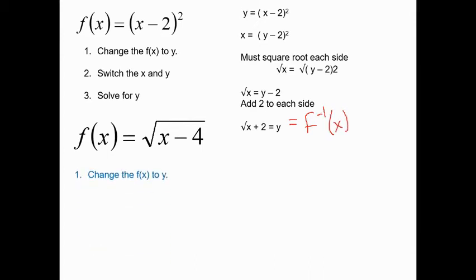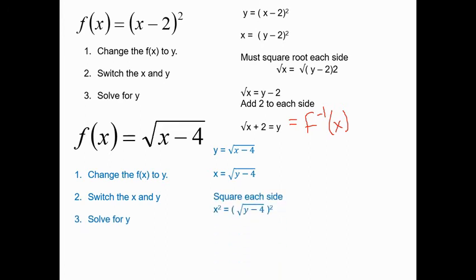Let's take a look at our last example. Again, we're going to change the f of x to y, so y is equal to the square root of x minus 4. We're going to switch the x and the y. So now x is equal to square root of y minus 4. I'm going to solve for y. We're going to square each side. So we get x squared is equal to y minus 4, and then we just have to add 4 to each side. So we would get x squared plus 4 is equal to y.